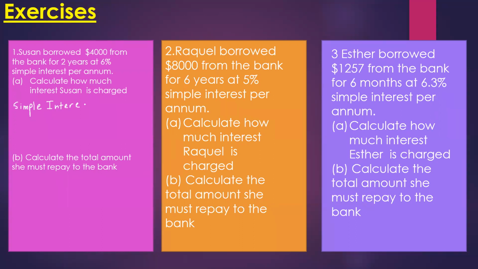Very good. So simple interest is going to be equal to P. We know that P is 4,000, the principal, multiplied by the rate. What is the rate? 6. Very good. Multiplied by the time. How much is the time? 2 years. All divided by what? 100. Good.